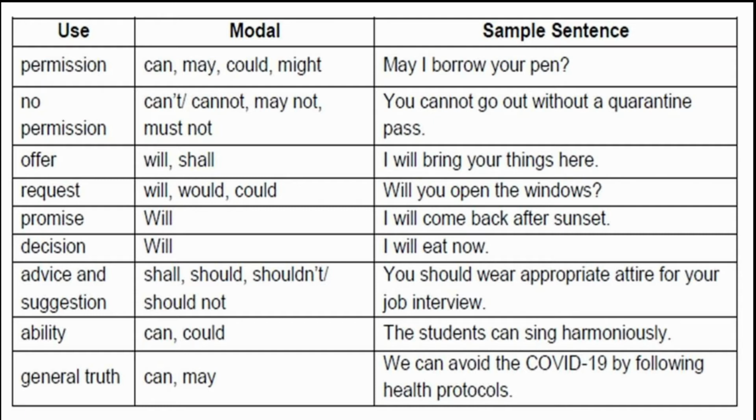Next is decision. Again, the modal that we will use is will. The sample sentence: I will eat now. That is an example of a decision. Next is advice and suggestion. Modals are shall, should, shouldn't, should not. Sample sentence: you should wear appropriate attire for your job interview. That is an advice or a suggestion. Next is ability. Modals: can, could. Sample sentence: the students can sing harmoniously. When we say ability, this is something that you can do or perform, or it can also be something that is your talent.